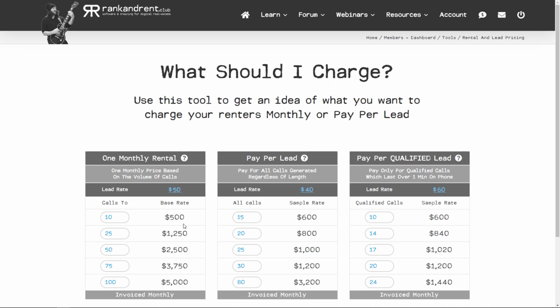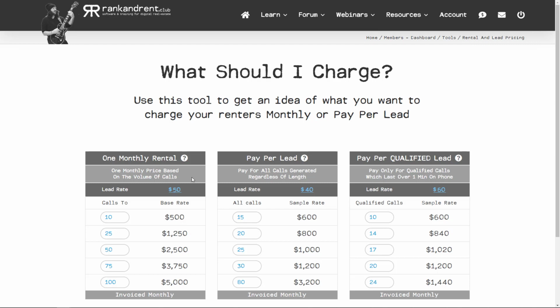Now, if your customer is going to go on a monthly rental rate, I highly suggest that you frame it to them that up to a certain amount of calls, you're going to charge a certain amount of money, and when they reach the next threshold, that billing will go up. It's pretty simple. If I drive you more calls, you will have to pay more money. So I suggest you do that.